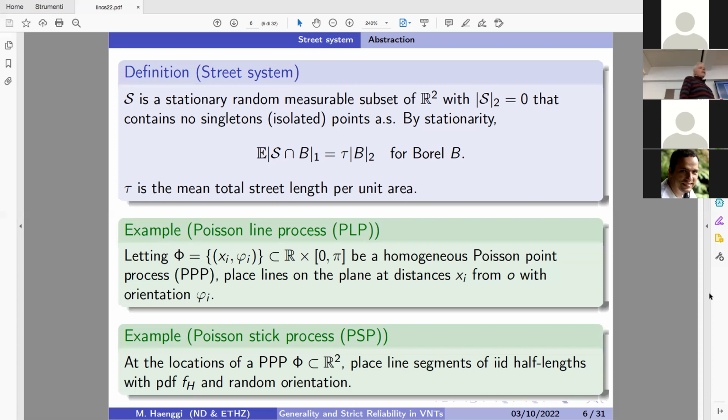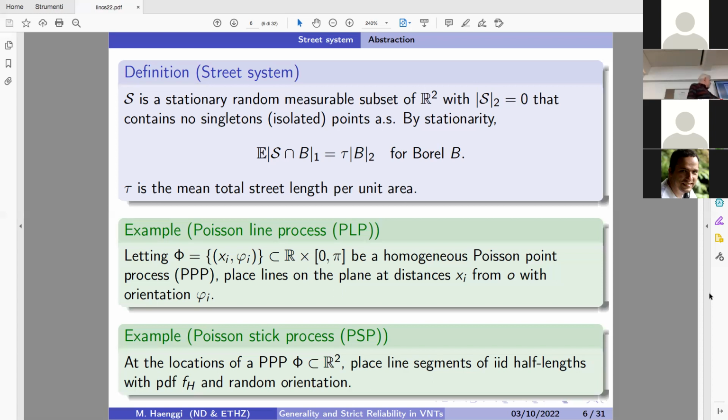And a prominent example is a Poisson line process, which is essentially just kind of a uniformly random set of lines that are spread on the plane. And specifically, we can take a homogeneous Poisson point process on this cylinder. That's the real line multiplied with the 0 to pi interval, where the xi's denote the shortest distances to the origin, and the orientations are phi i. And we'll hear a lot more about this kind of model specifically from Chang-Sik and later Harpreet.